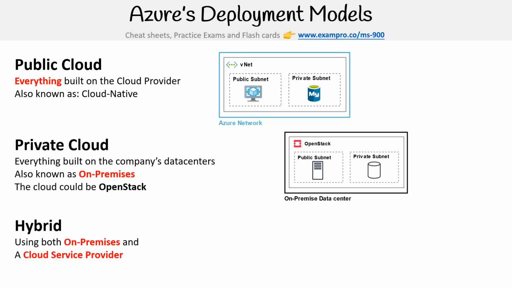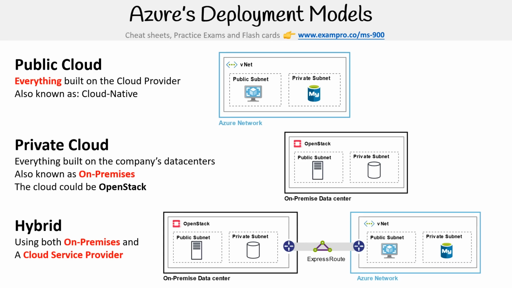And the last on our list here is hybrid. So with hybrid, you are using both on-premises and the cloud service provider, and they're connected together. And so there's a lot of different networking services that you can use that will facilitate the connection between the two. In this case, we're using ExpressRoute. ExpressRoute is a dedicated connection. It's like having a fiber optic line running from your on-premises data center to the Azure network. So it's just one of the ways you can connect.